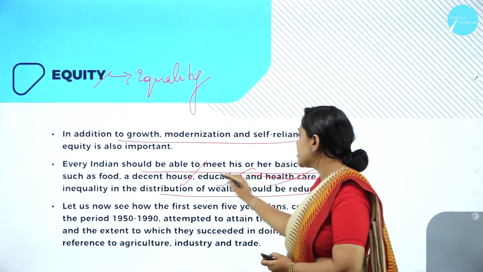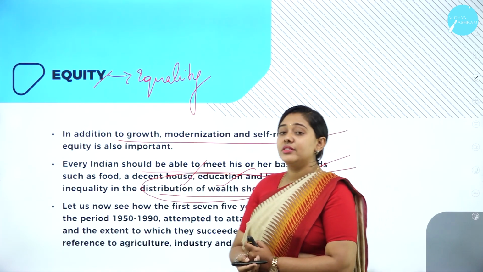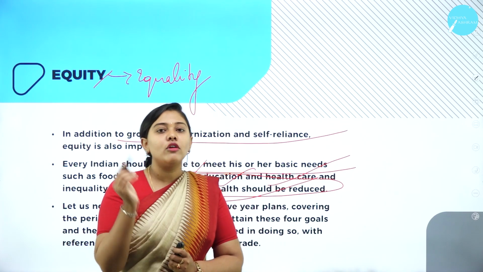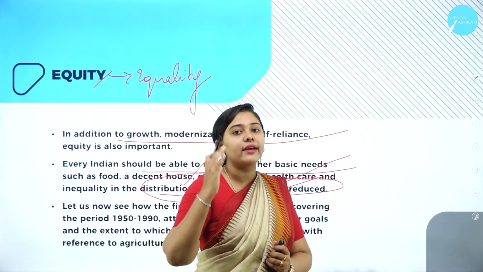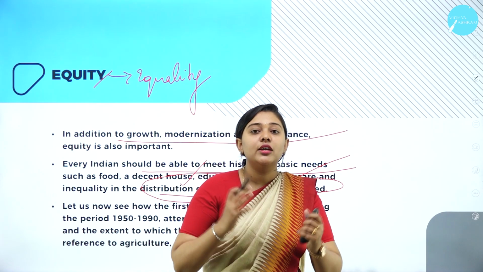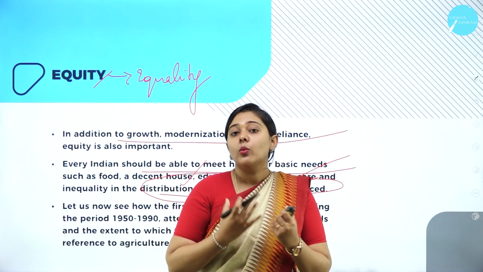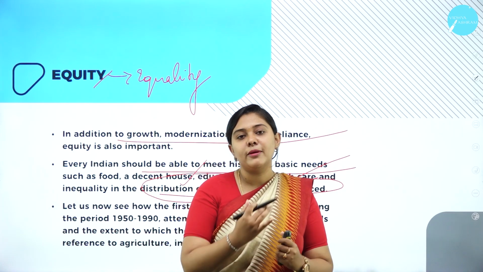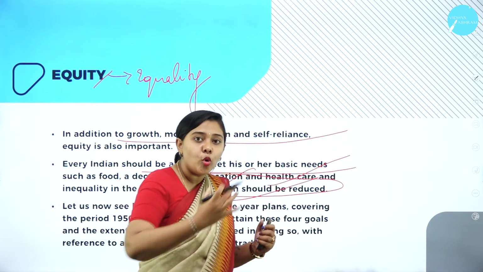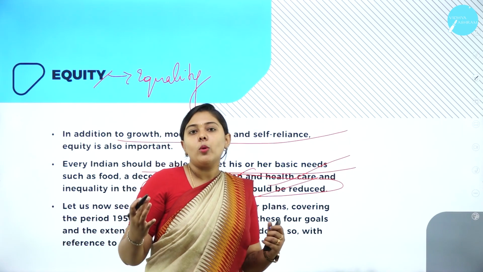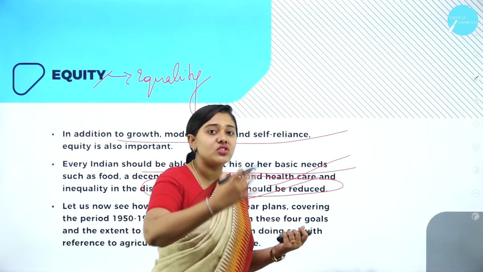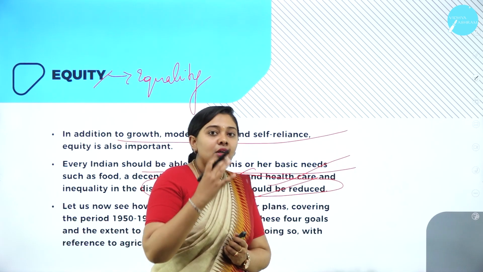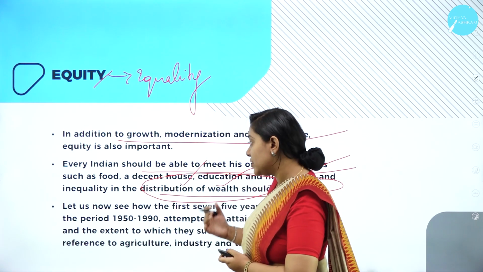Inequality in the distribution of wealth should be reduced. One of the major problems of the Indian economy is unequal distribution of wealth. We do not have the wealth properly distributed among the people. The poor are becoming poorer; they are below the poverty line. Rich people are getting richer. So this inequality should be abolished, should be taken away by the government.